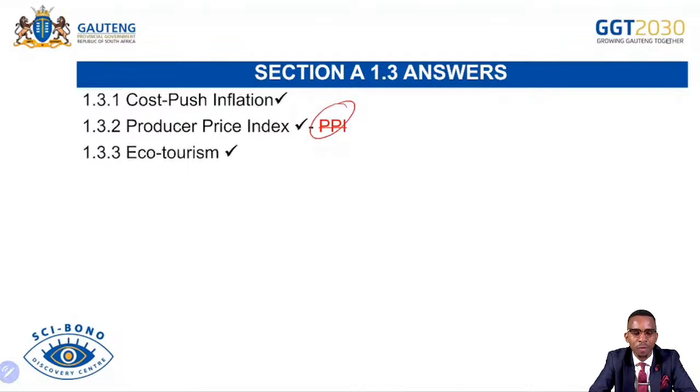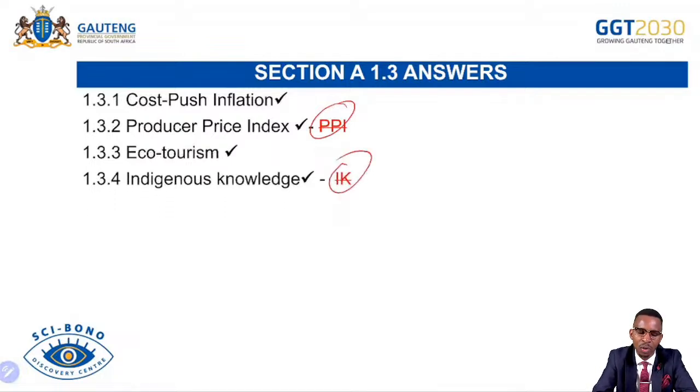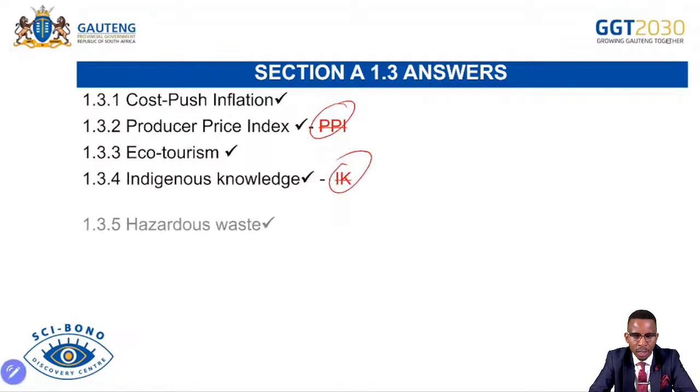Ecotourism. We obviously know that ecotourism is all about touring to the place to observe the beauty of nature. Indigenous knowledge, IK will not be accepted because it's a part of abbreviation. So it's known as indigenous knowledge that is very linked to what? To the culture and is local.